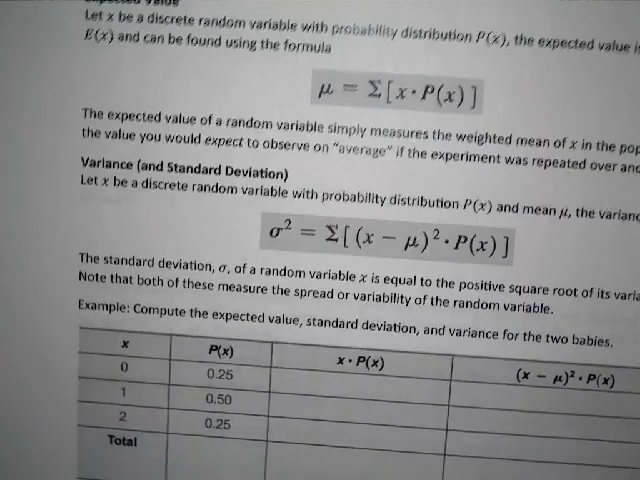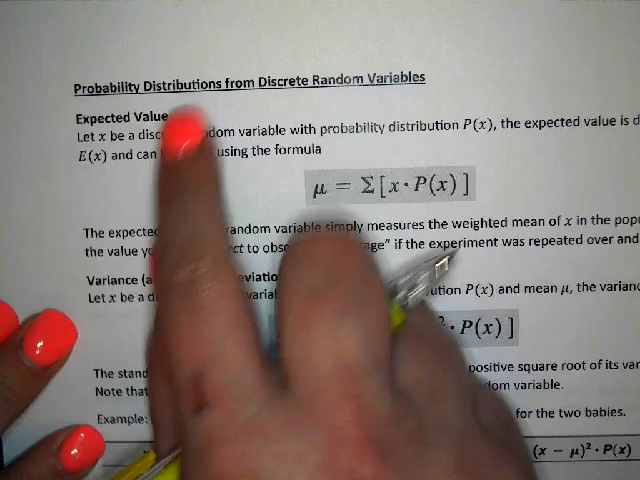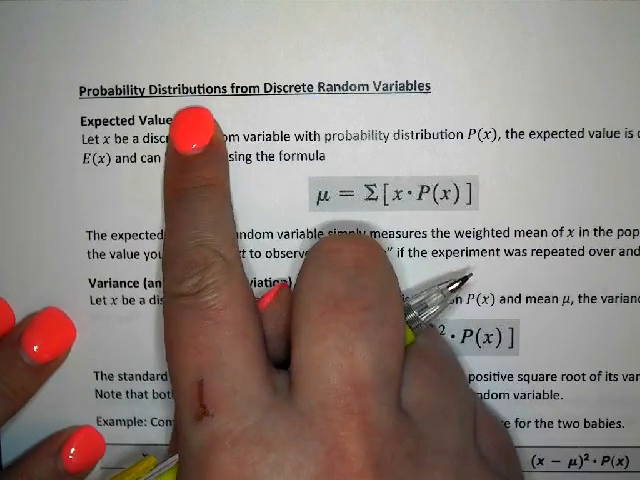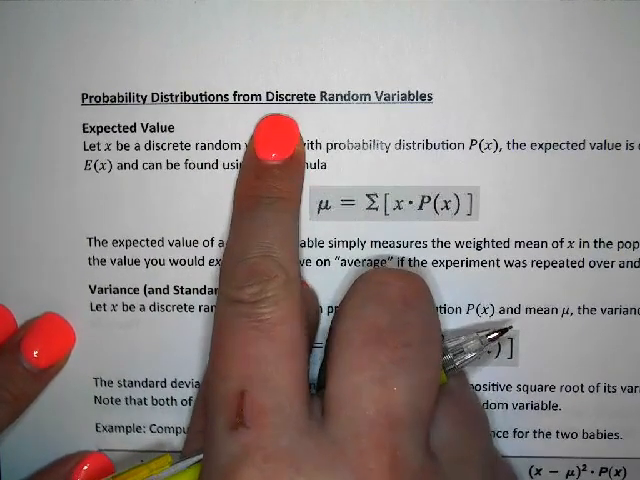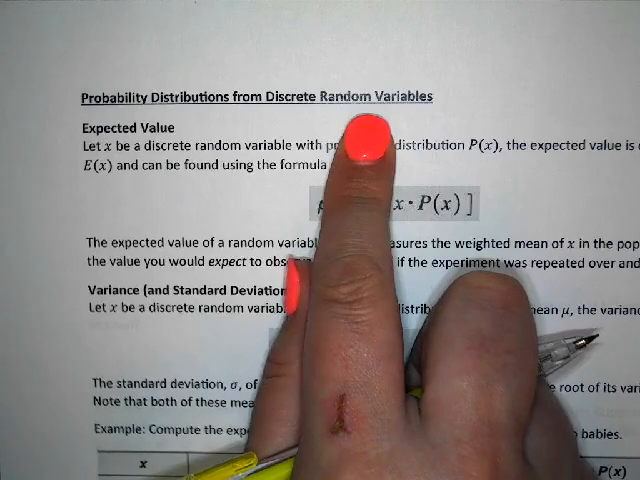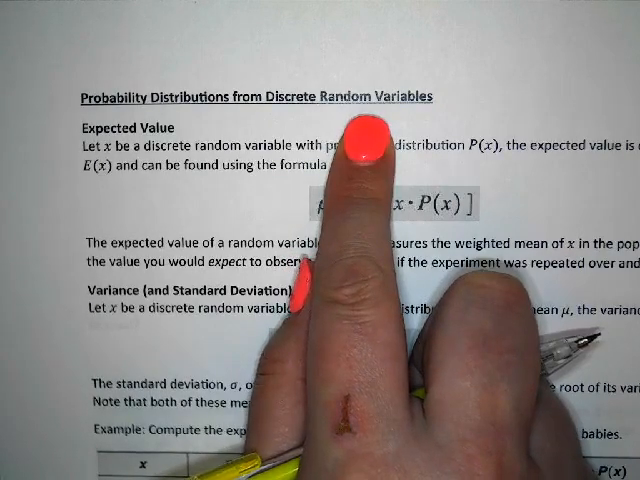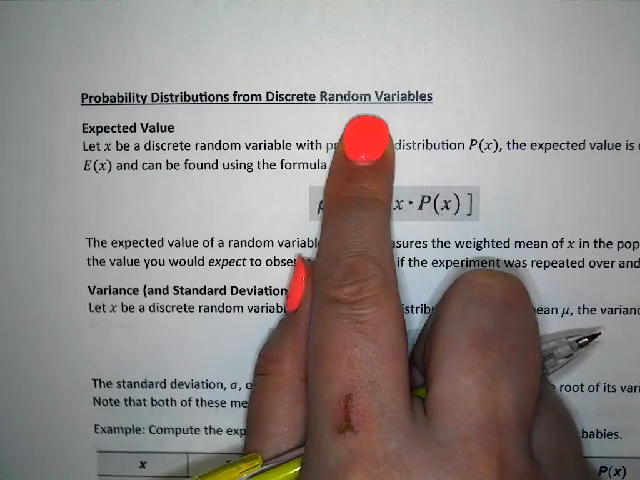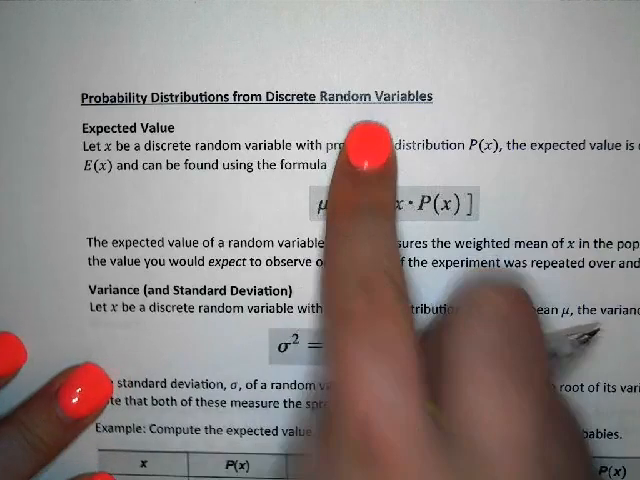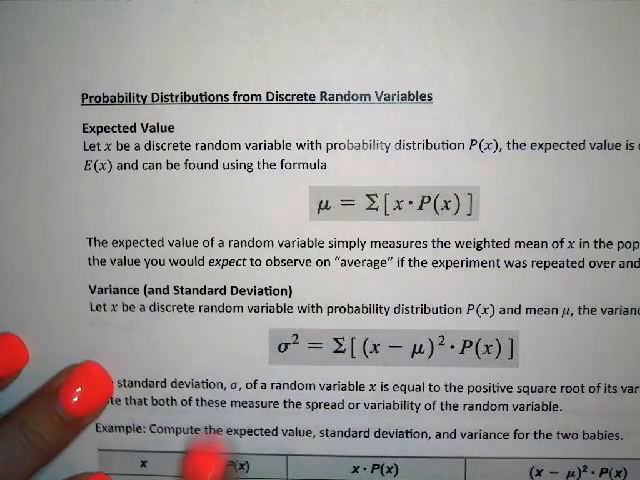Right. So now we want to look at probability distributions specifically from discrete random variables. So we're looking at random variables that are probably going to be whole numbers, but are at least things that we could count. So not decimals in between, but just solid numbers from one to the next. So we're going to look at 2 different things that we can calculate, well 3 really.